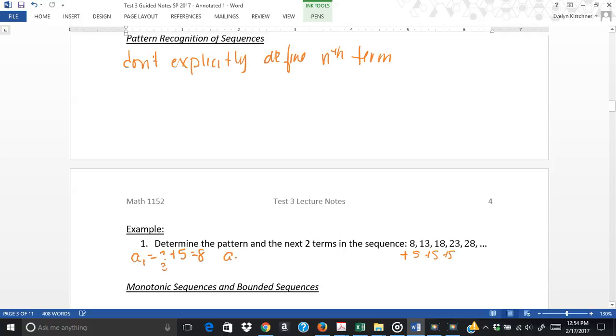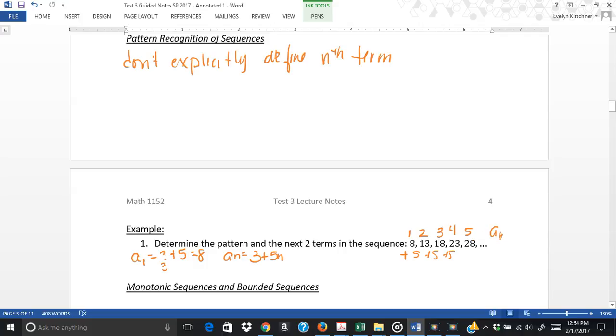So I know that the nth term is 3 plus 5 times whatever n is, because this is n is 1, this is n is 2. When n is 2, I have 3 plus 10, which is 13. So now I need the next two terms, so I have the first, second, third, fourth, and fifth term.